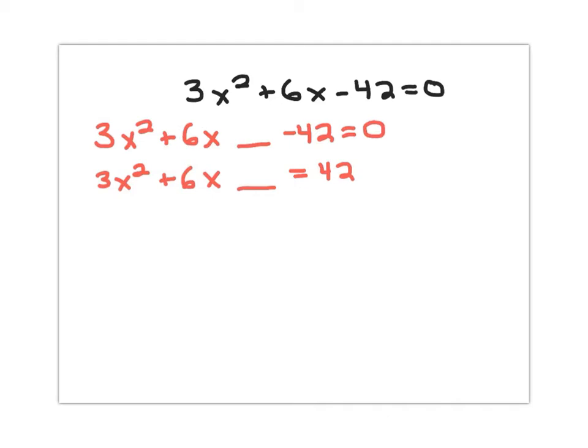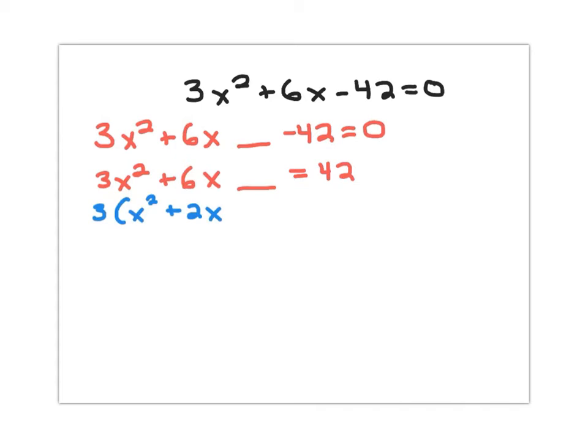So 3x squared and 6x, they both are going to share that 3. In order to complete the square, I need to make that leading coefficient 1. So if I factor out a 3, that'll leave me with x squared plus 2x. Now let's go ahead and complete the square.